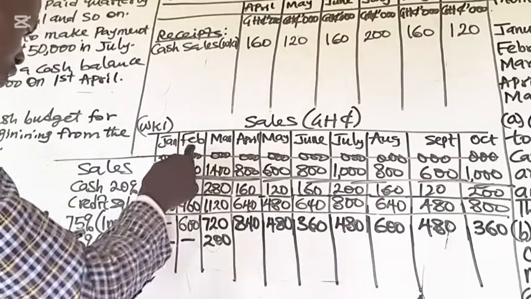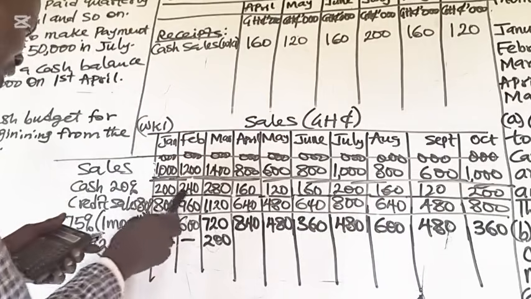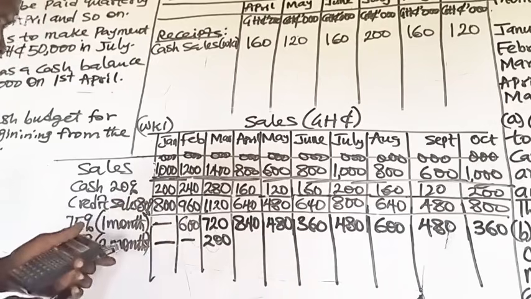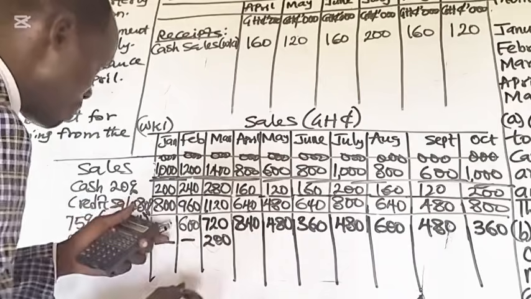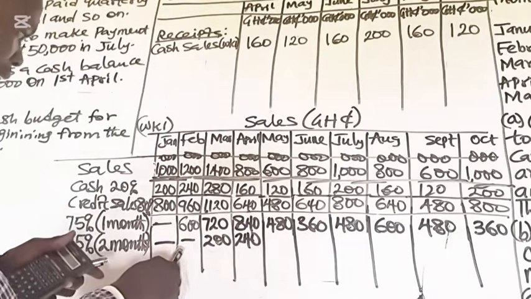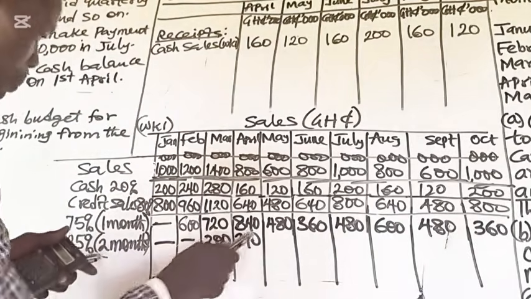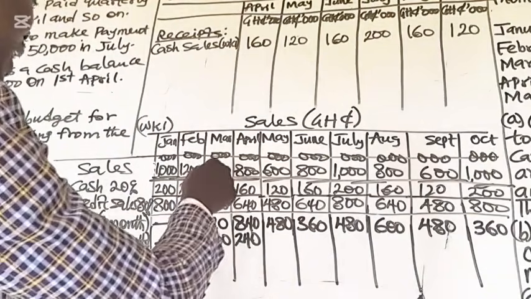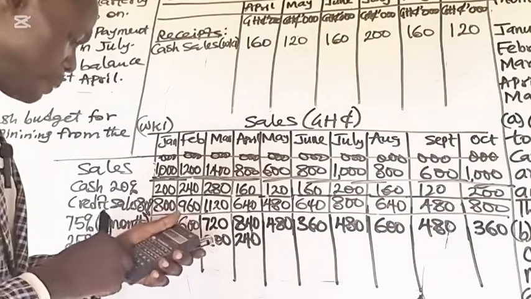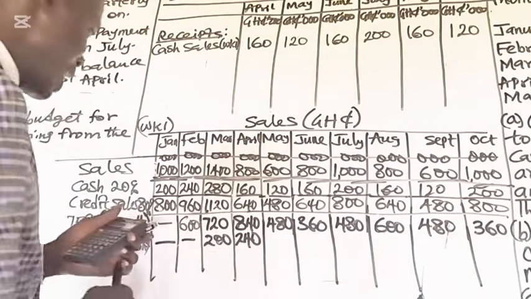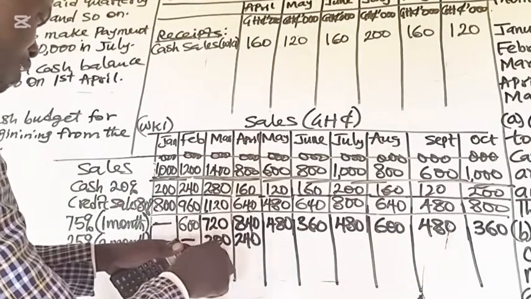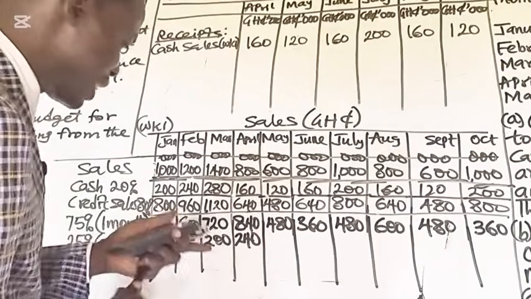And of the sales made in February, credit sales is 960. 25% of that 960 gives us 240. And that will be collected in the month of April, 2 months: March, April. Of the sales made in March, the credit sales is 1120. What is 25% of that? It gives us 280. Now, count 2 months after the month of March, we have April, then May. That gives us 280.